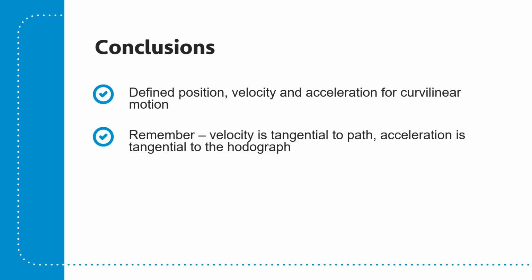So in terms of what has been done here, we've defined position, velocity, and acceleration for curvilinear motion. And one of the toughest things to remember in this course is that velocity is tangential to the path, while acceleration is tangential to the hodograph. You don't really use the hodograph too much, but the more important thing is: don't assume that the acceleration is going to have any relation to the geometric path defined by the motion.